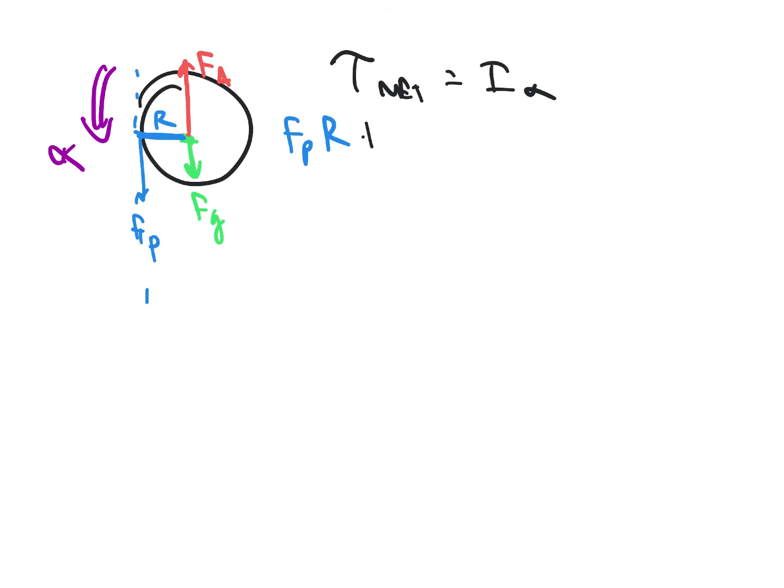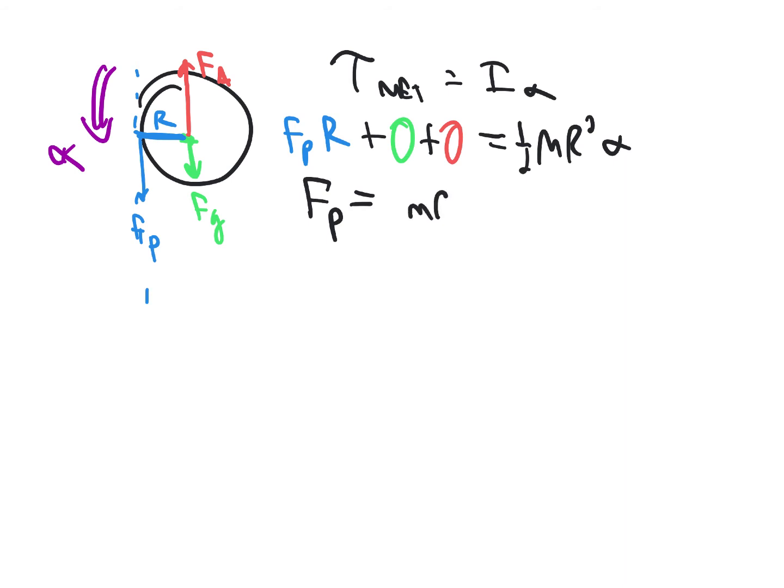And then we're going to add in the torque due to gravity, but that's 0 because gravity acts at the center. And the torque due to the axle, but that's also 0 because it also acts at the center of rotation. And this has to be I alpha. In fact, we were given what I is, so I'm going to put that in, 1/2 mr squared alpha. So F_p ends up being mr alpha over 2. When you grind out those numbers, it's 0.168 newtons.